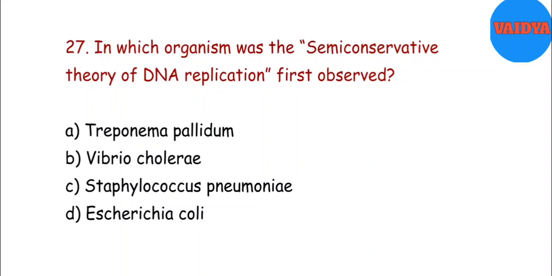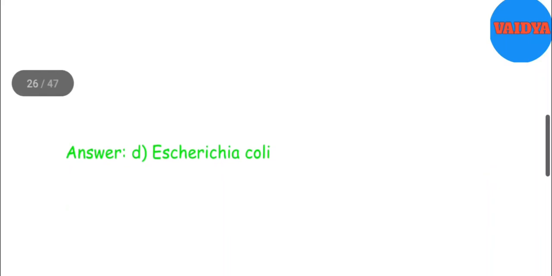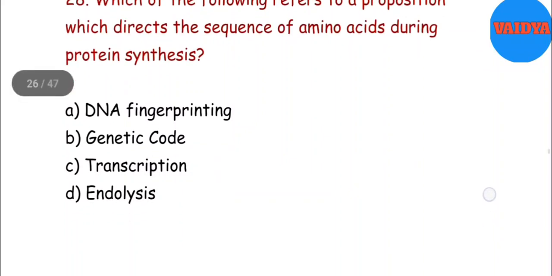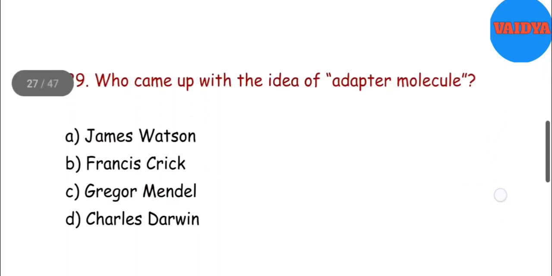A. Treponema pallidum. B. Vibrio cholerae. C. Staphylococcus pneumoniae. D. Escherichia coli. Answer. D. Escherichia coli. 28. Which of the following refers to a proposition which directs the sequence of amino acids during protein synthesis? A. DNA fingerprinting. B. Genetic code. C. Transcription. D. Endolysis. Answer.